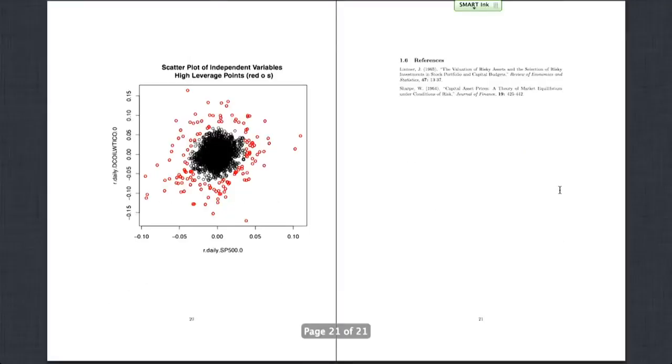Now, let's see. This case study closes with a scatter plot of the independent variables, highlighting where the influential values are. Just in the same way that with a simple linear regression, it was those points far away from the mean of the data that were influential, in a multivariate setting, here it's bivariate, the influential observations are those that are very far away from the centroid.